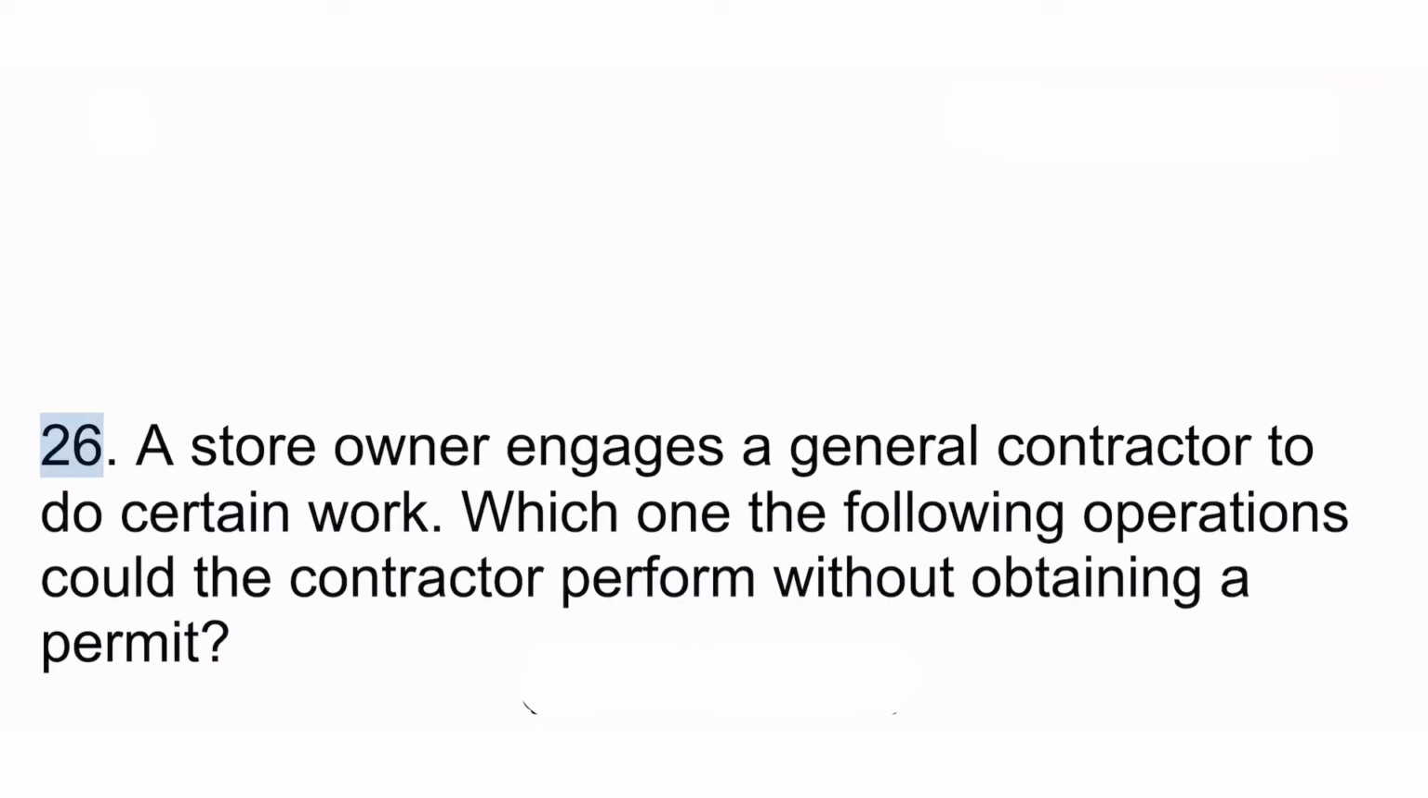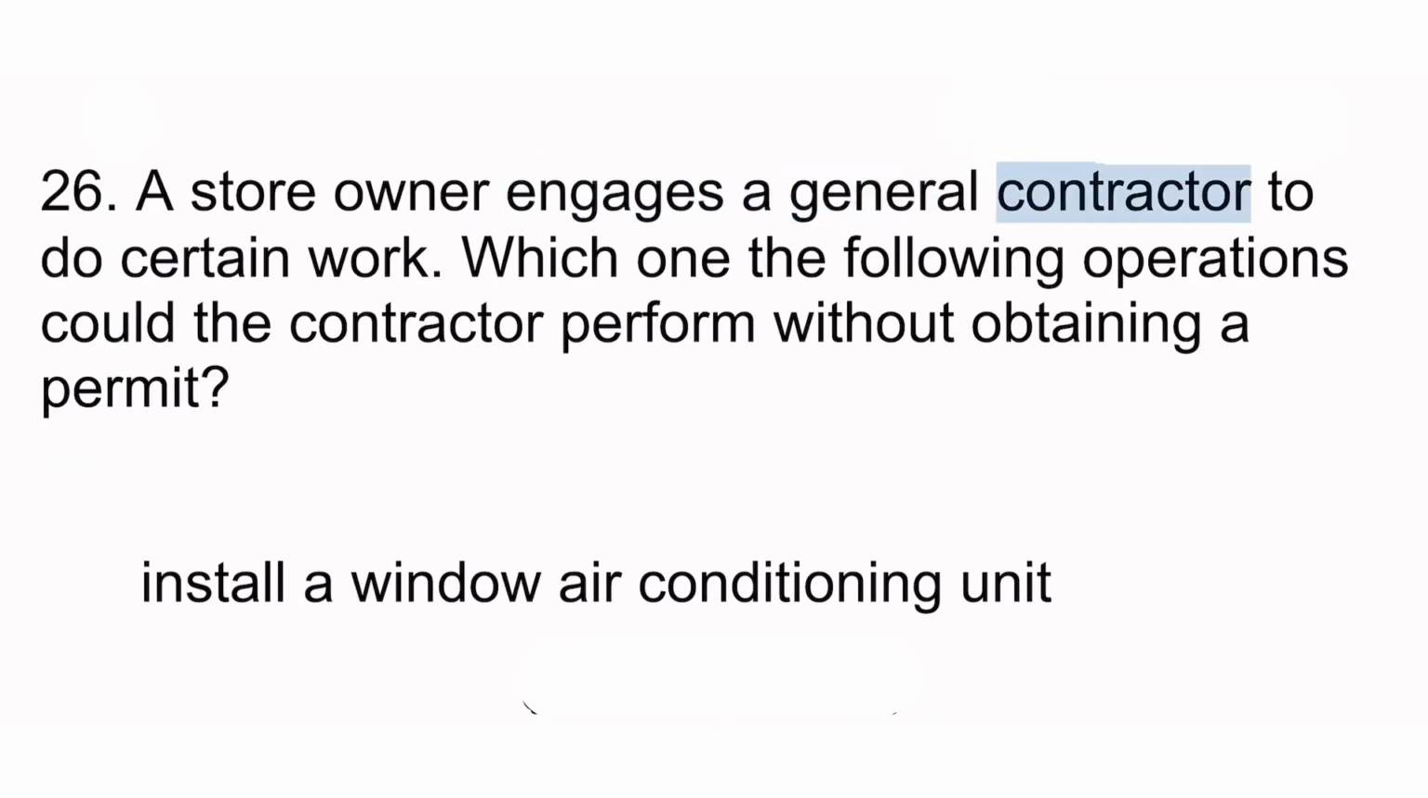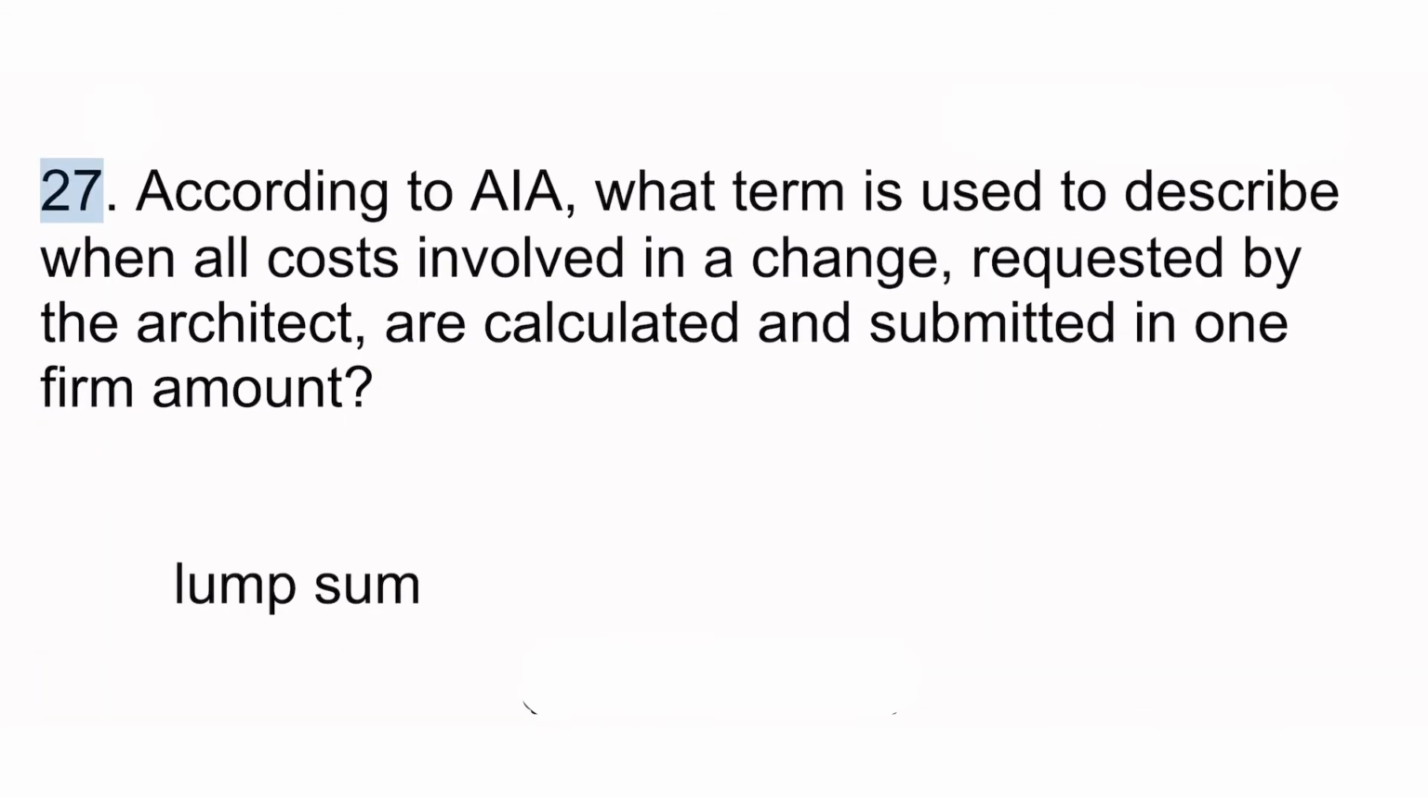26. A store owner engages a general contractor to do certain work. Which one of the following operations could the contractor perform without obtaining a permit? Install a window air conditioning unit. 27. According to AIA, what term is used to describe when all costs involved in a change, requested by the architect, are calculated and submitted in one firm amount? Lump sum.